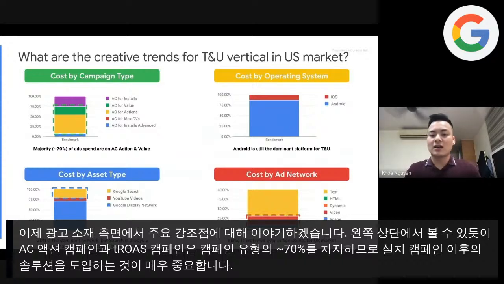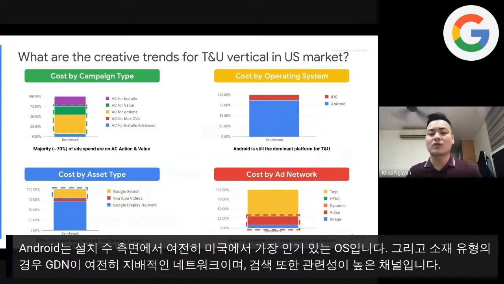Next, you can see that Android is still the dominant platform for TNU in the US, as well as the asset types. Surprisingly, or unsurprisingly, GDN is still the dominant network, but search will always be a relevant channel since it is driven by user demand.